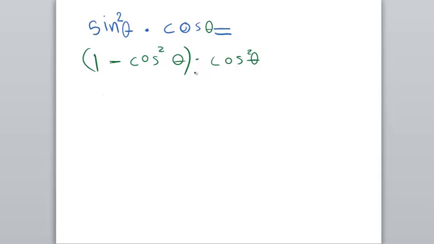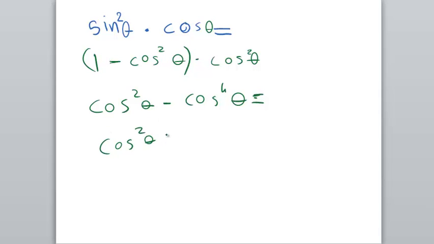So this would mean cosine angle minus cosine cubed angle, which is equal to, take out the cosine. So this is the answer. This is how we simplify it. Alright, let's do another one.